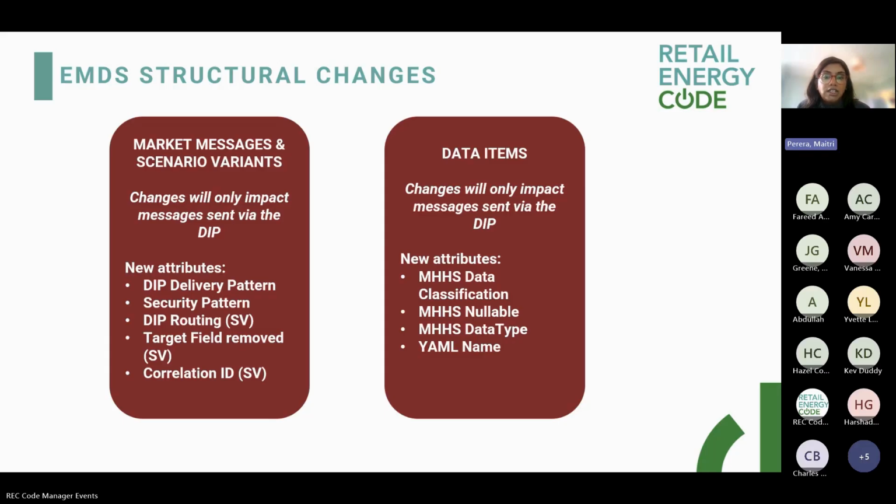And on the right, changes to data items include new attributes such as MHHS data classification, MHHS nullable, MHHS data type, and YAML name. These updates ensure that MHHS attributes are properly supported across all relevant formats, as mentioned earlier. So that's the SQL, Backpack, HTML, and Dash views. If we go to the next slide, please.